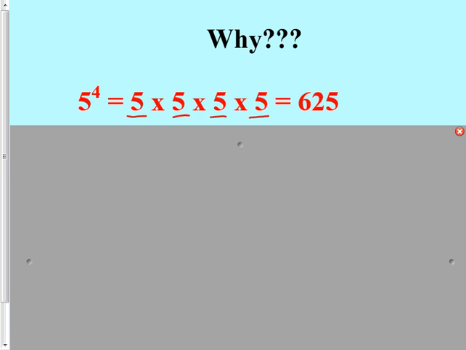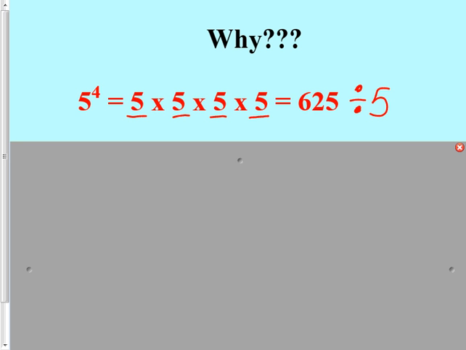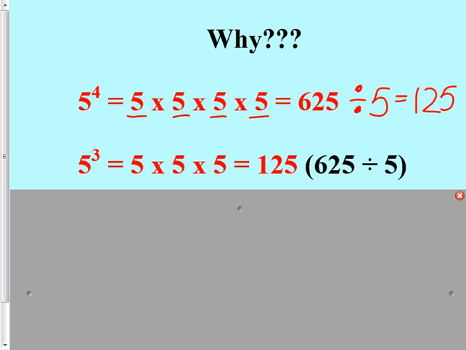Now, if we took the answer 625 and divided it by the base, which is 5, then what we're going to get is 125. Now notice, if we were to work out 5 to the 3rd power, 5 times 5 times 5, we get 125, which again is our 625 divided by 5. So in other words, 5 to the 4th power divided by 5 is equal to 5 to the 3rd power.